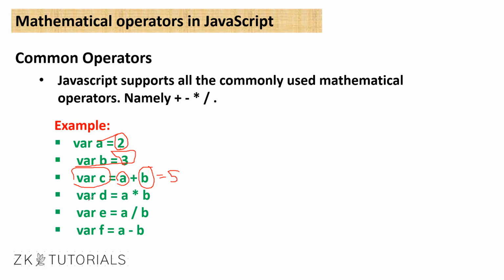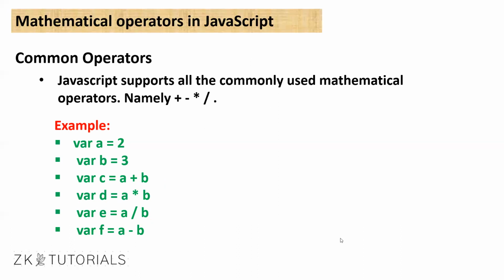Now we are taking another variable, which is variable d. We are multiplying the value of variable a and the value of variable b. Then we take variable e, and we are dividing the value of variable a by b. And we take another variable, f, and we are subtracting the value of b from a. I hope that's clear to you all. So let's see the output, and after that we will do this on Replit.